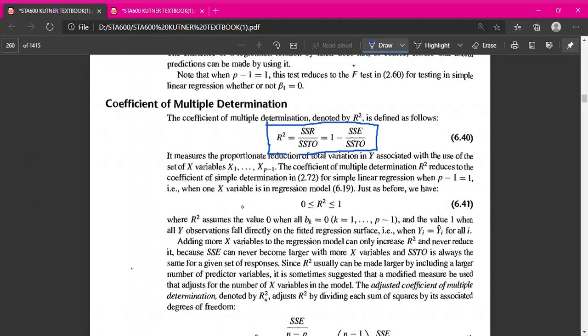Okay, it measures the proportionate reduction of the total variation in Y associated with the use of the set of the X variables. Okay, kita nak tengok ada reduction in the total variation in Y when variable X1, X2, X3 and so on is used in our model. The coefficient of the multiple determination reduces to the coefficient of the simple determination in the simple linear regression when one of X is in the regression model.